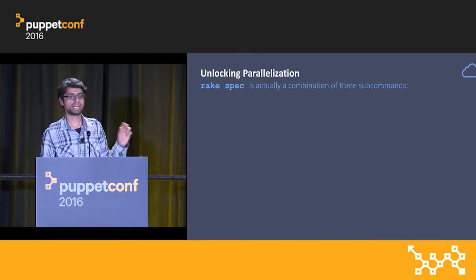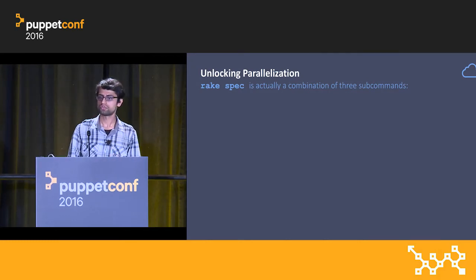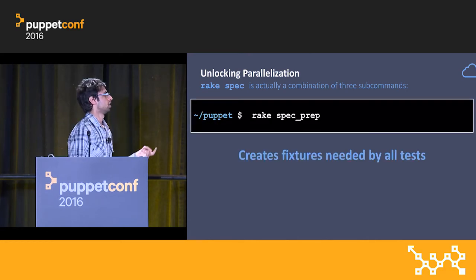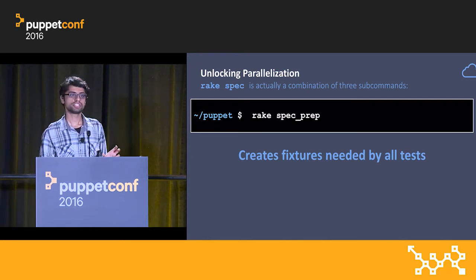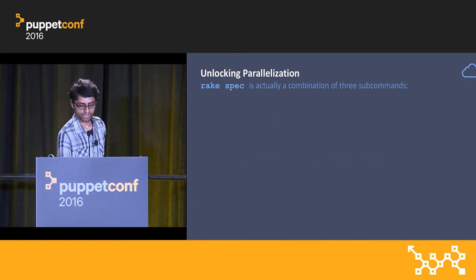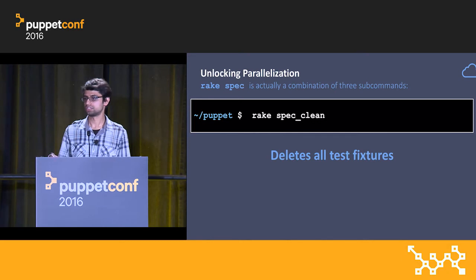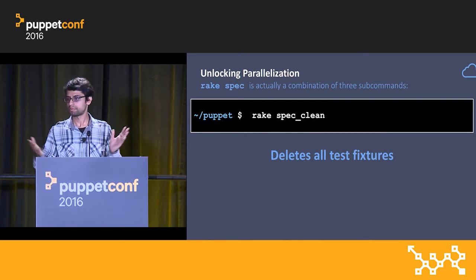What was going on was that the command that we used to run the tests, rake spec, was actually composed of 3 subcommands. The first of these subcommands, rake spec prep, created all the fixtures that were defined in the fixtures.yaml file. The second, rake spec clean, deleted any fixtures that were present on the file system. So what was happening was these tests would start up in parallel.